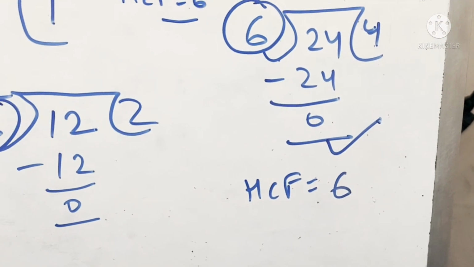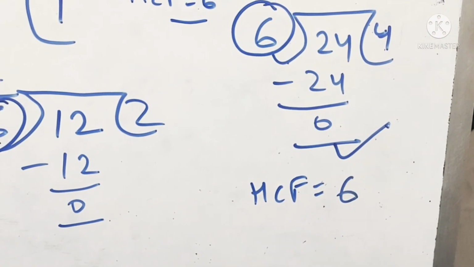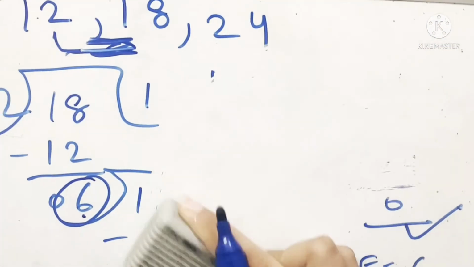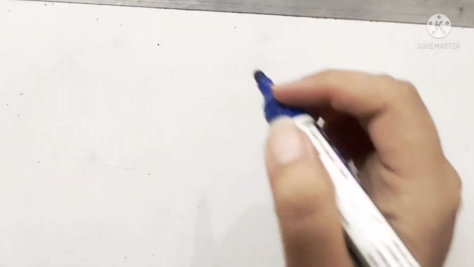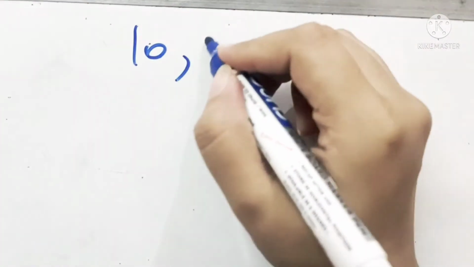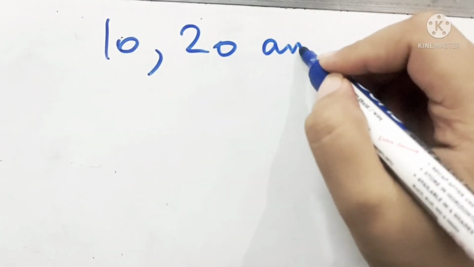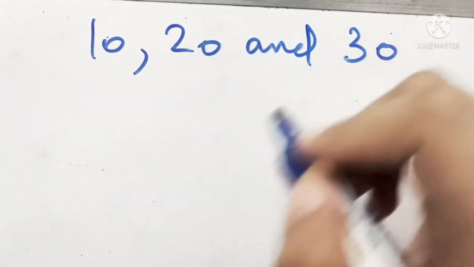I hope it is totally clear. So now I am taking the last example. So the last example is 10, 20 and 30.